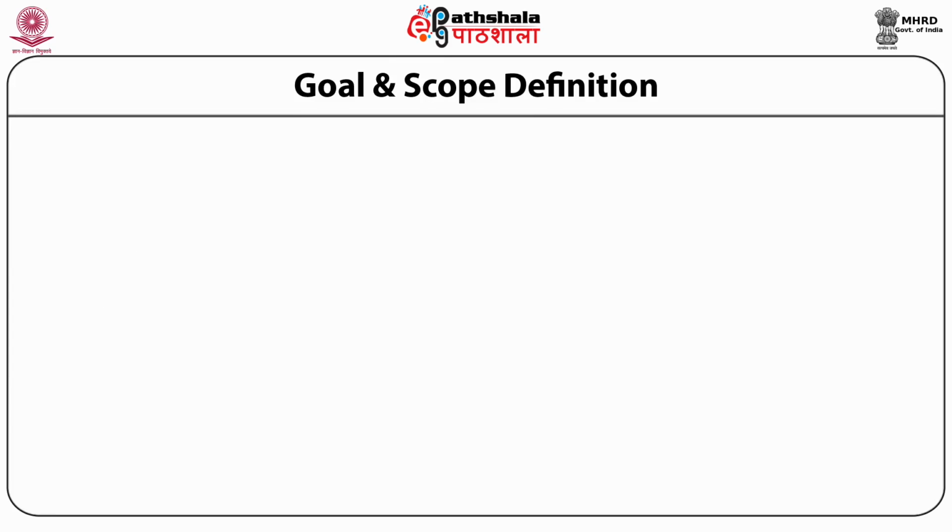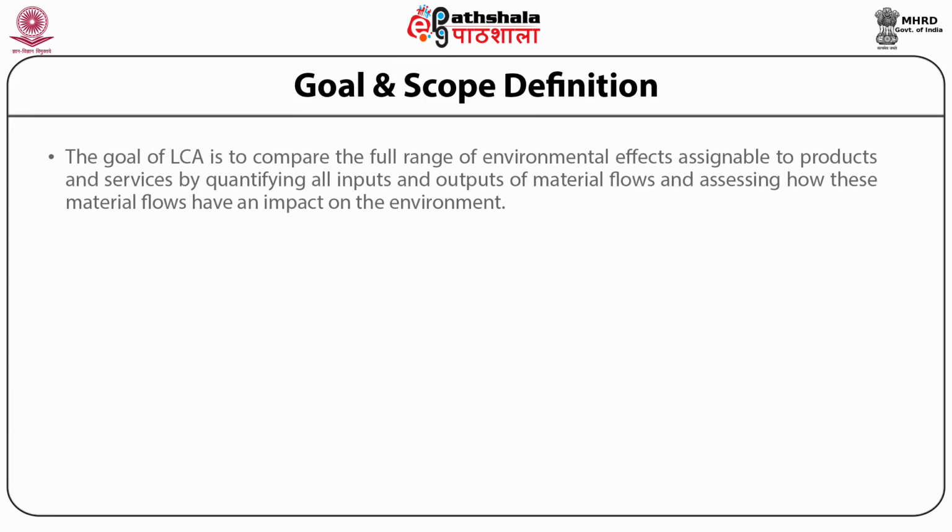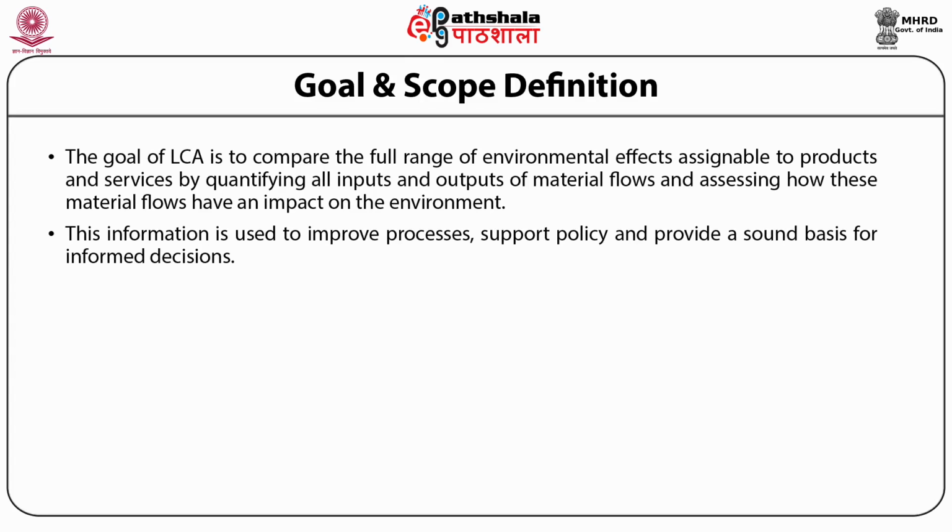First, goal and scope definition. The goal of LCA is to compare the full range of environmental effects assignable to products and services by quantifying all inputs and outputs of material flows and assessing how these material flows have an impact on the environment. This information is used to improve processes, support policy, and provide a sound basis for informed decisions.